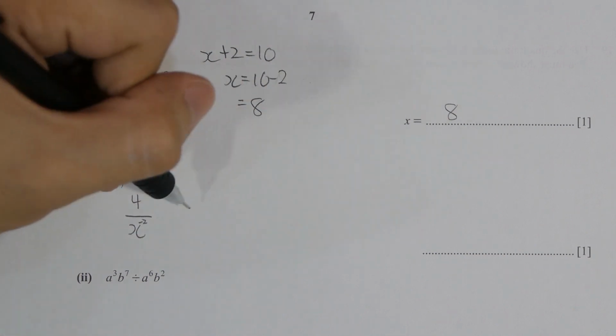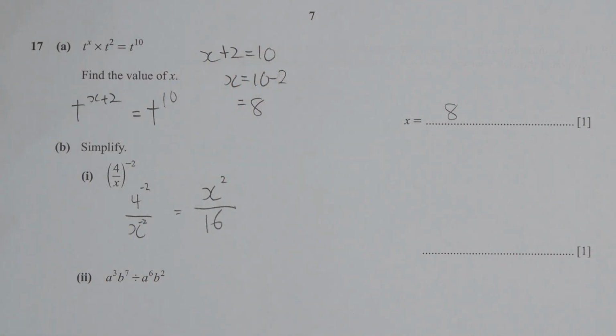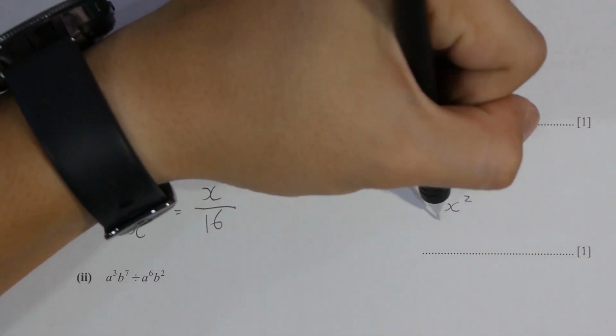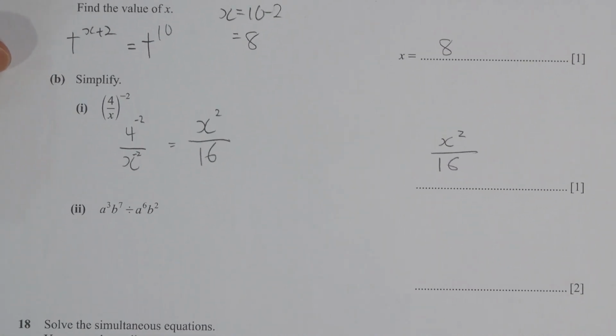So for part B number 1, simply multiply the power of negative 2 into both of the variables. Then you will get 4 to the power of negative 2 over x to the power of negative 2. By swapping their places, you will get x squared over 16 as the final answer.